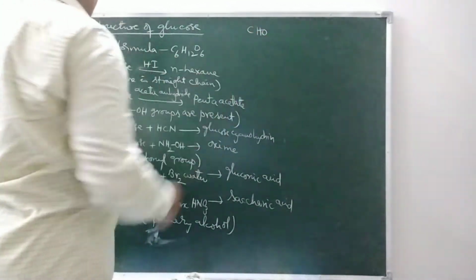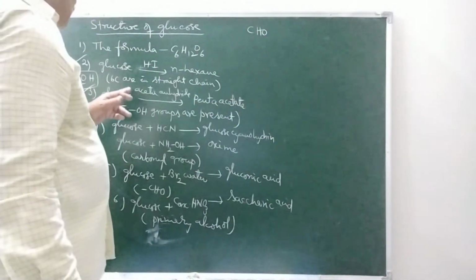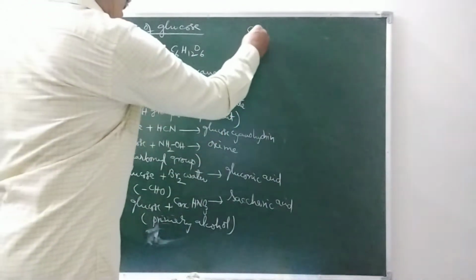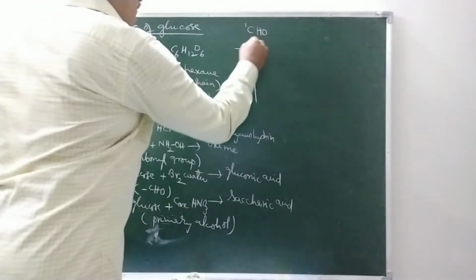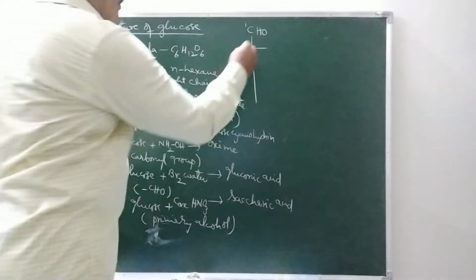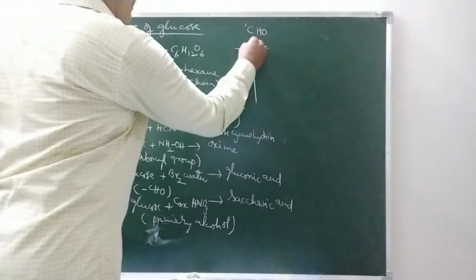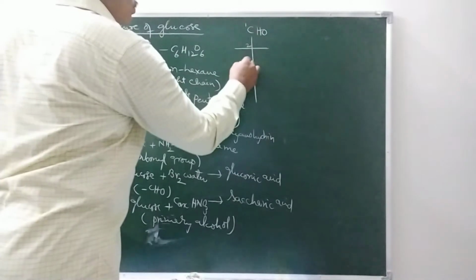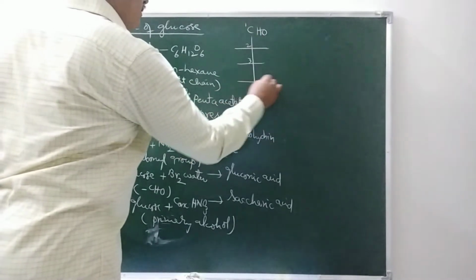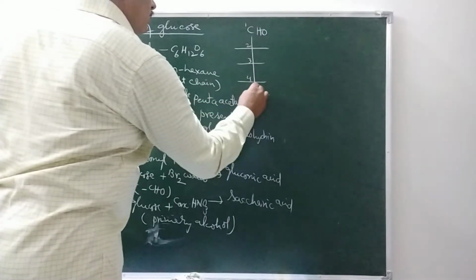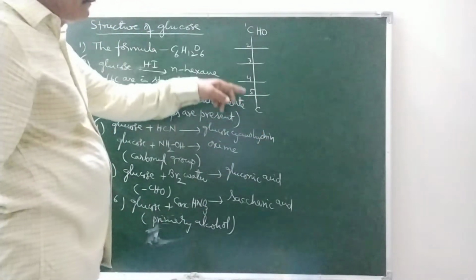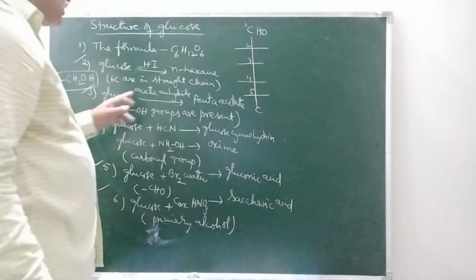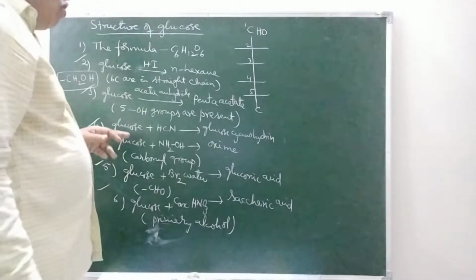Next, all carbon atoms are in a chain. In the Fischer projection formula, at the cross one carbon atom will be present: 1, 2, 3, 4, 5 and 6. All carbon atoms are in a straight chain.